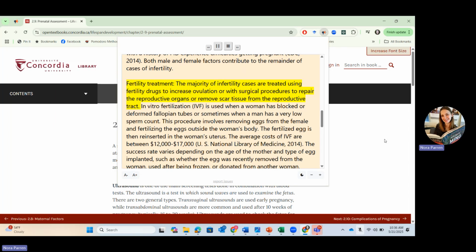Fertility treatment. The majority of infertility cases are treated using fertility drugs to increase ovulation or with surgical procedures to repair the reproductive organs or remove scar tissue from the reproductive tract. In vitro fertilization, IVF, is used when a woman has blocked or deformed fallopian tubes or sometimes when a man has a very low sperm count. This procedure involves removing eggs from the female and fertilizing the eggs outside the woman's body. The fertilized egg is then reinserted in the woman's uterus. The average costs of IVF are between $12,000 to $17,000 (US National Library of Medicine, 2014).